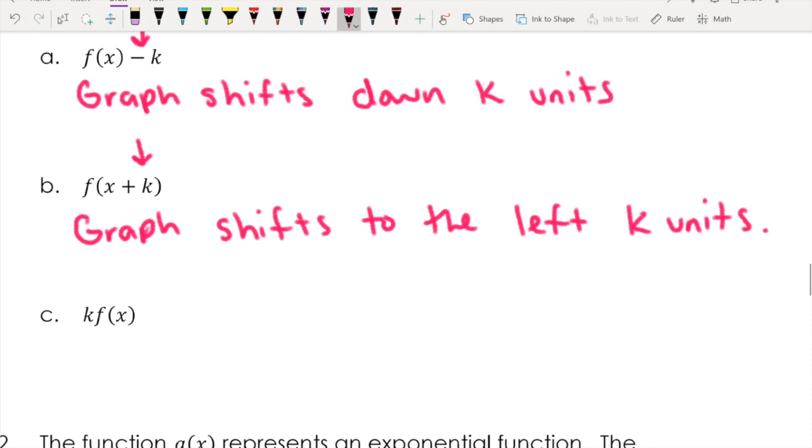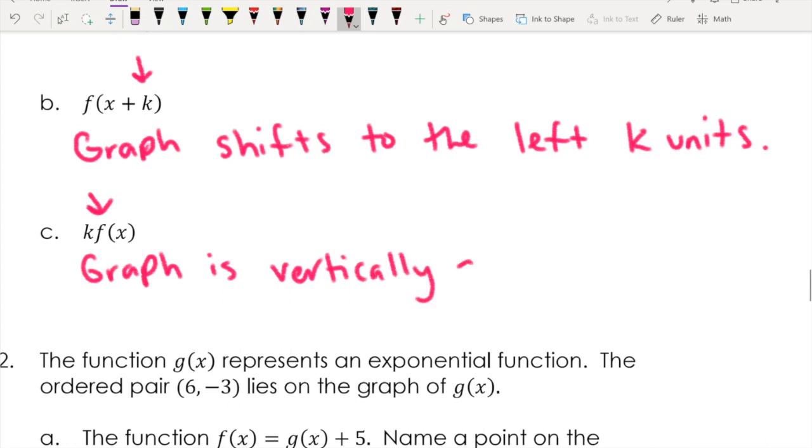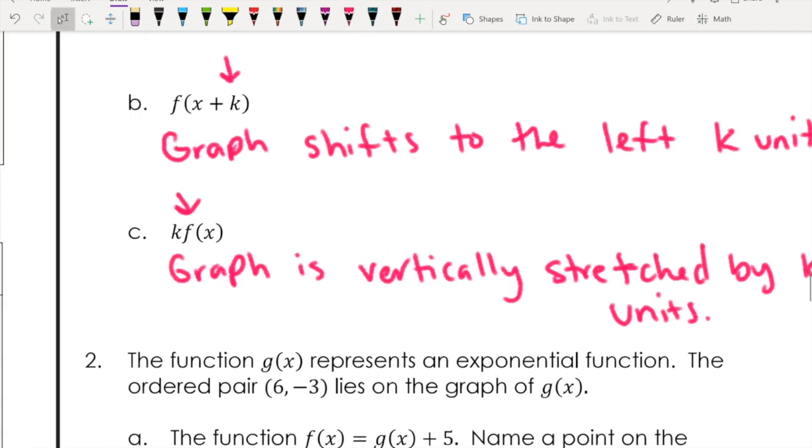All right. Now this one is the multiplication of it. So this one is going to be saying the graph, and remember we just did this one, is vertically stretched by k units. All right. Now the last part, number 2.